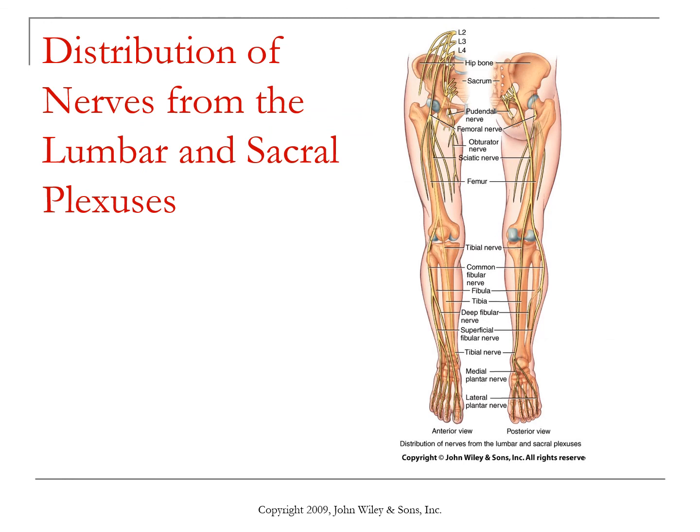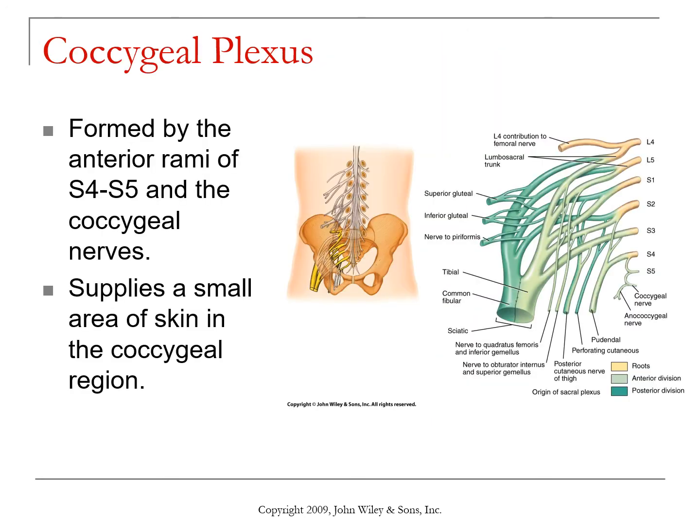So here's a diagram showing you which areas of the body are supplied by the fibers coming from the sacral plexus and lumbar plexus. So lumbar for the more anterior parts of the lower limb, and the sacral plexus for the posterior parts of the lower limb. So the small coccygeal plexus is formed by the anterior rami of S4, S5, and the coccygeal nerve. It supplies a small area of skin in the coccygeal region, but also contains motor fibers.